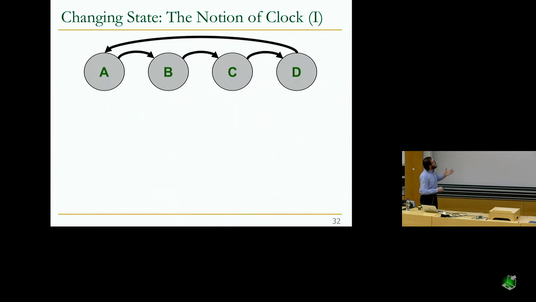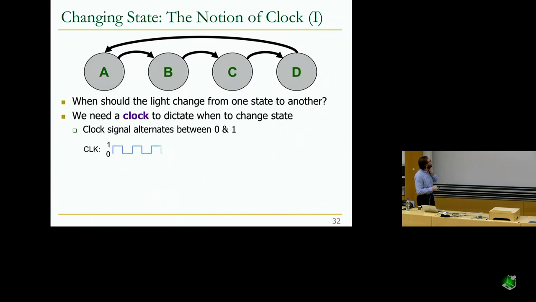Okay, so how do you change state in this case? We're going to talk about the notion of a clock. When should the light change from one state to another? Well, we need a clock that encodes the time to dictate when to change state. So this is a very common thing in sequential circuits. You need a clock to orchestrate when you go from one state to another state. You can think of this as the orchestrator. It really orchestrates state change. And this is a signal that's generated, and all of your machines have it.